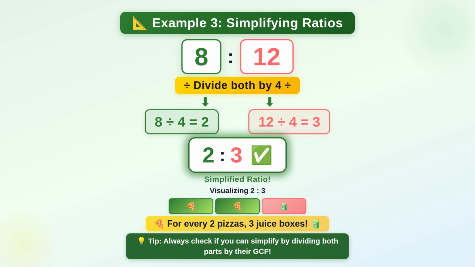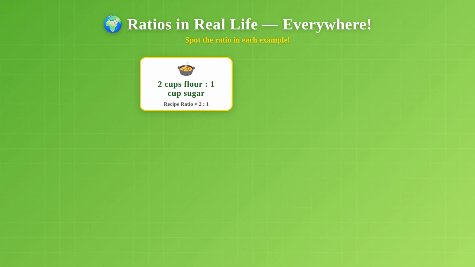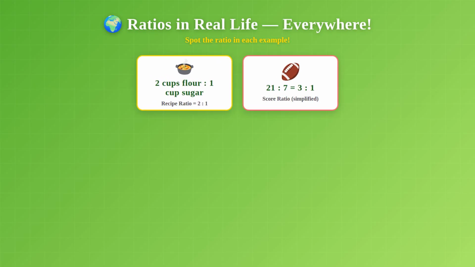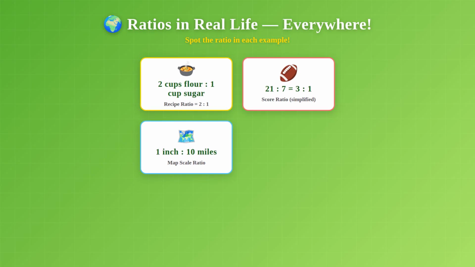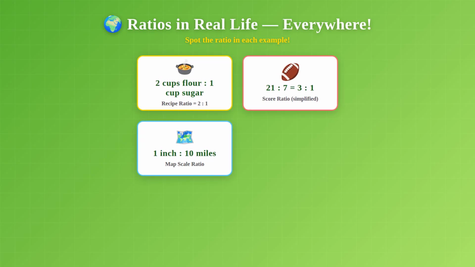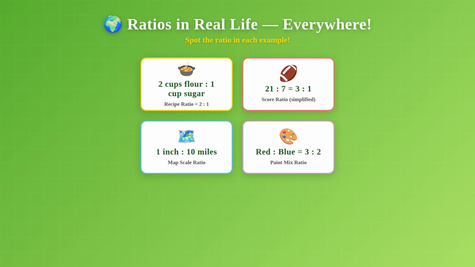Much easier to understand. Always check if you can simplify a ratio by dividing both parts by their greatest common factor. Here's something that'll blow your mind. Ratios are literally everywhere in real life. When your mom follows a recipe and uses 2 cups of flour for every 1 cup of sugar, that's a ratio of 2 to 1.